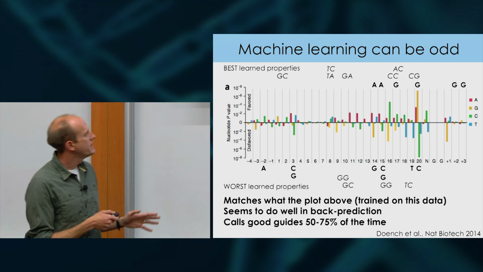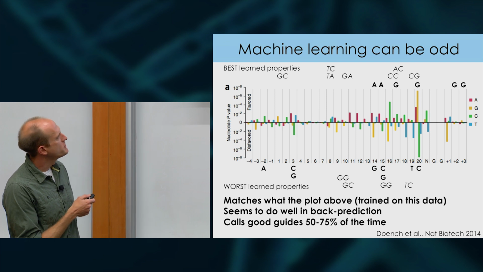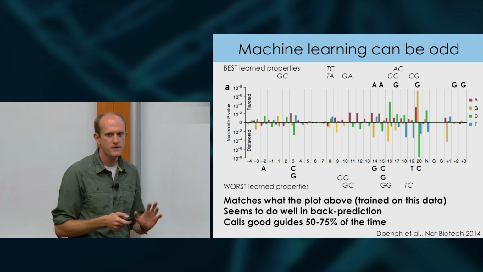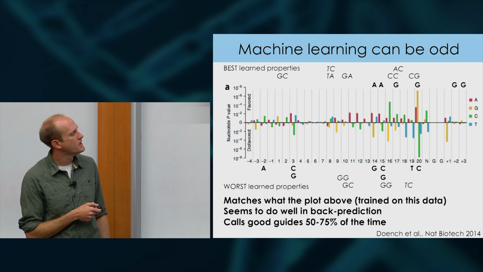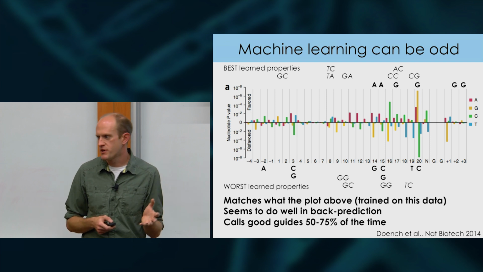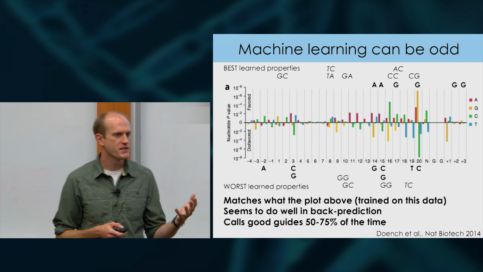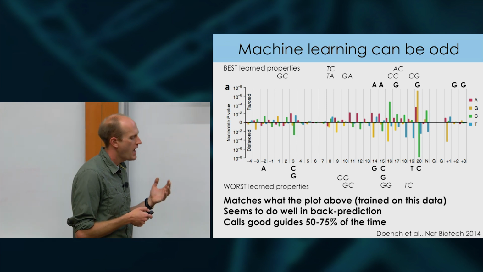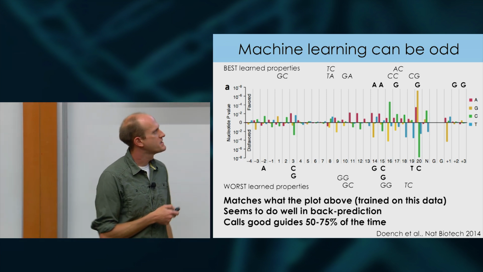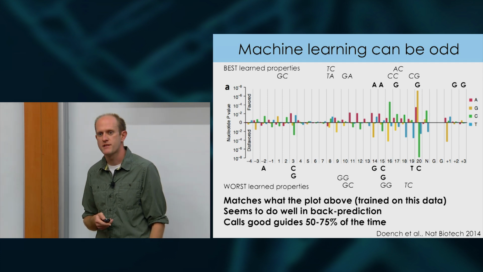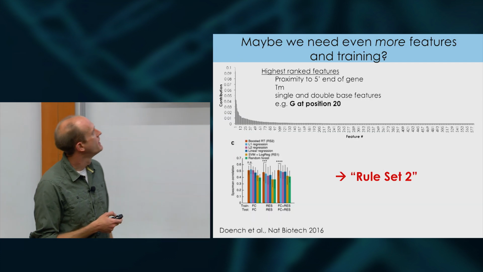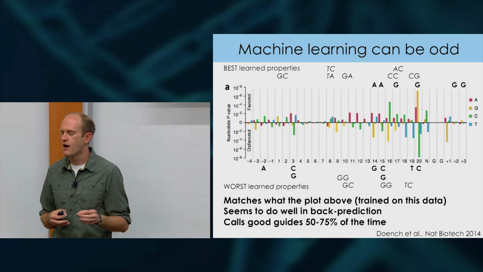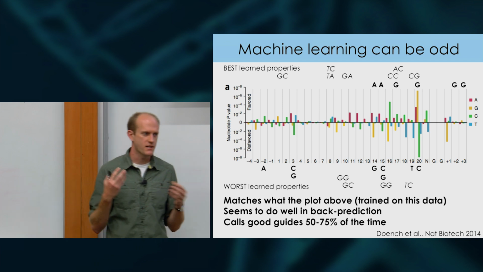What that means, though, is when you do this type of training, this is the data. Since you're training on this data, the features that you get are going to look exactly like that. It's going to do well in back prediction. That is, if you try to go back and predict stuff that you've trained on, or even stuff that you've left away, it does really well. And in this case, it seems to call good guides pretty often, 50 to 75% of the time. But there are some caveats to this, which is that machine learning does really well on things that you've trained on.